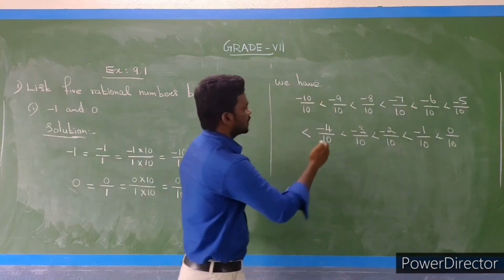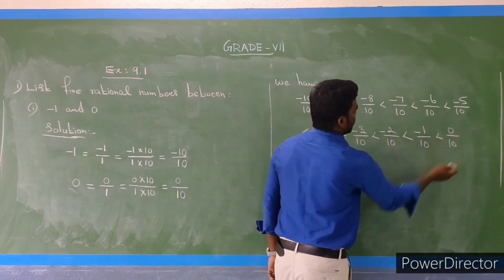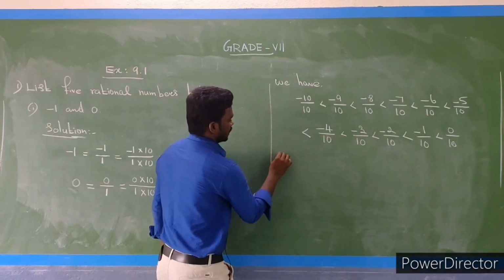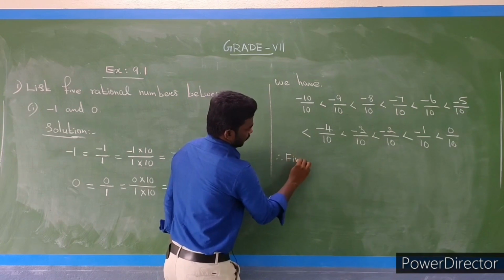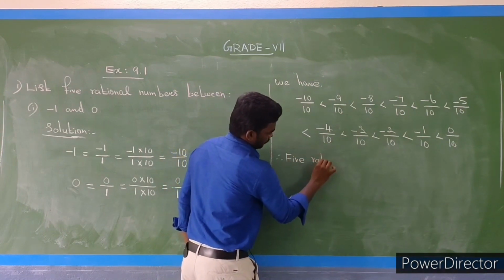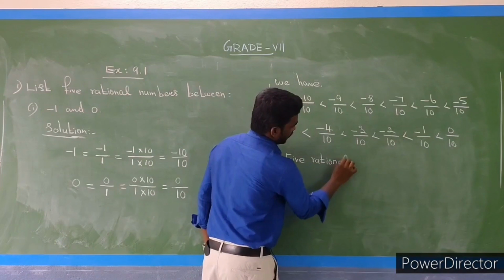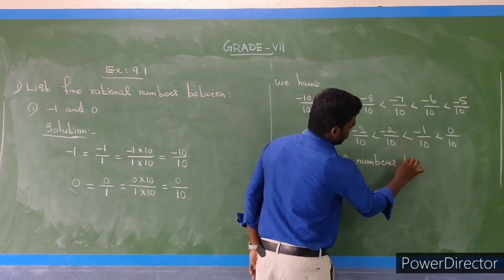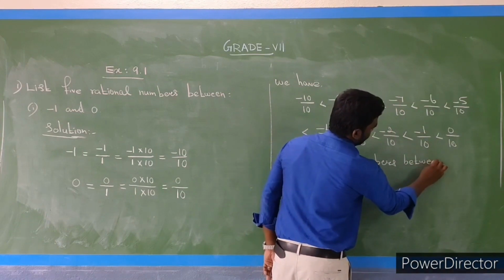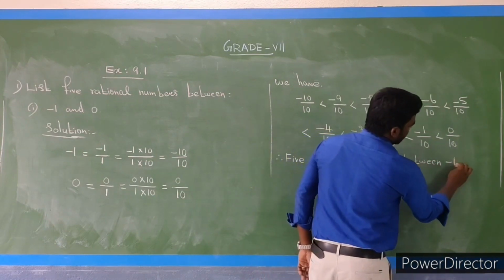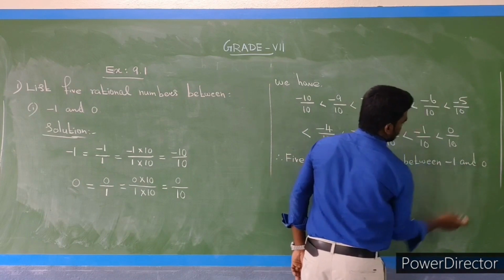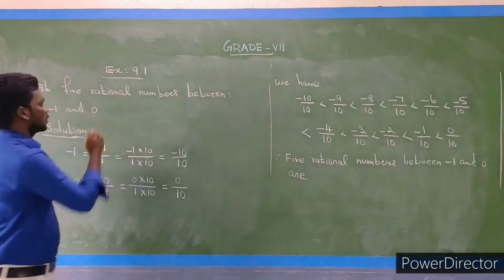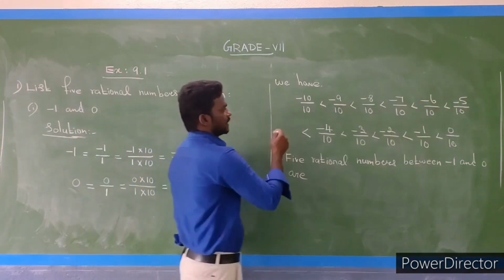So how many numbers are there between minus 10 by 10 and 0 by 10? We have many numbers between minus 10 by 10 and 0 by 10. So therefore, what are 5 rational numbers between minus 1 and 0?